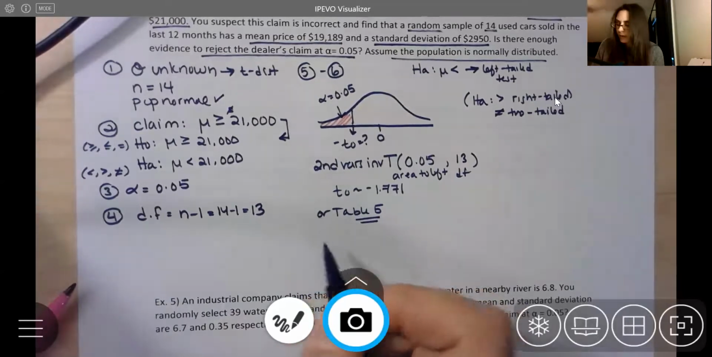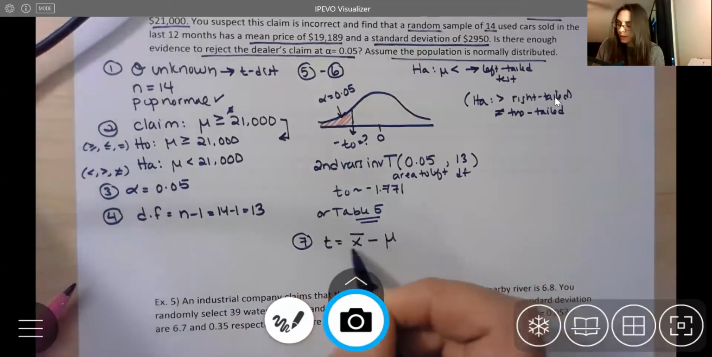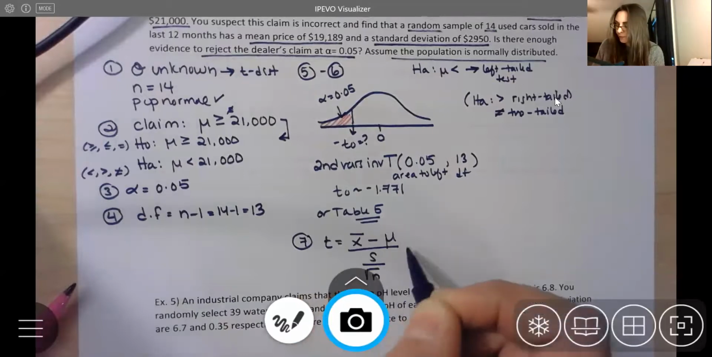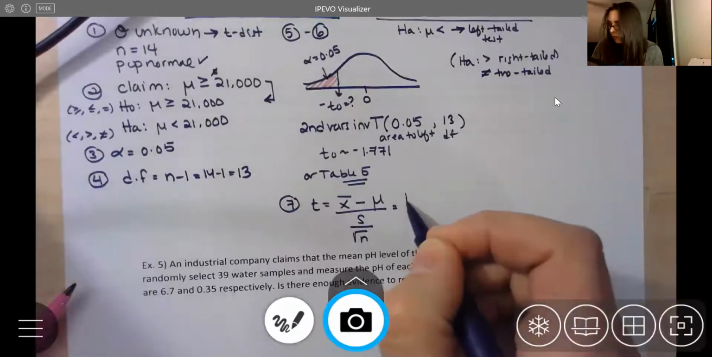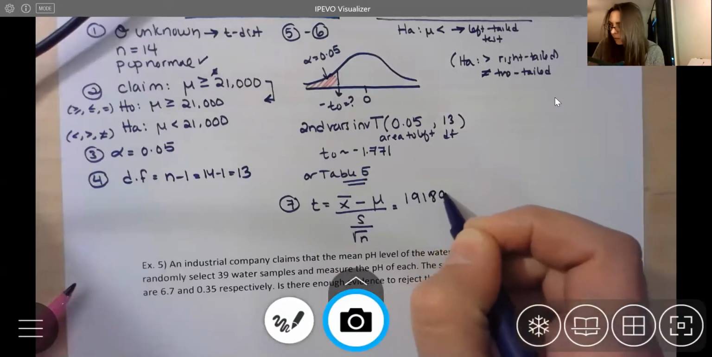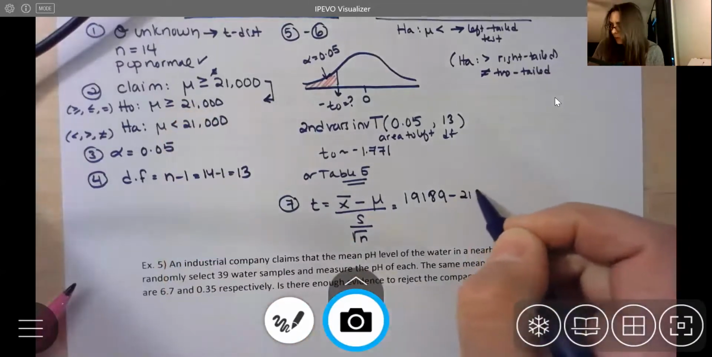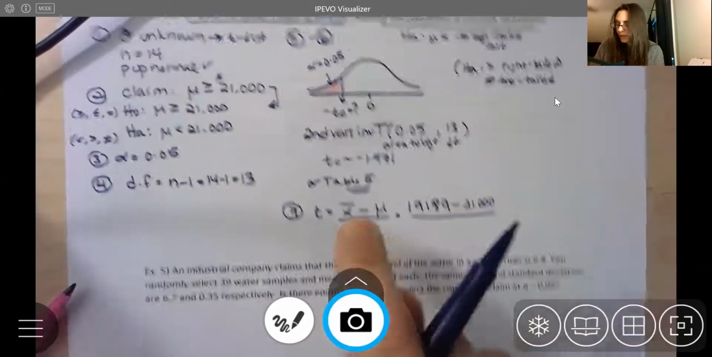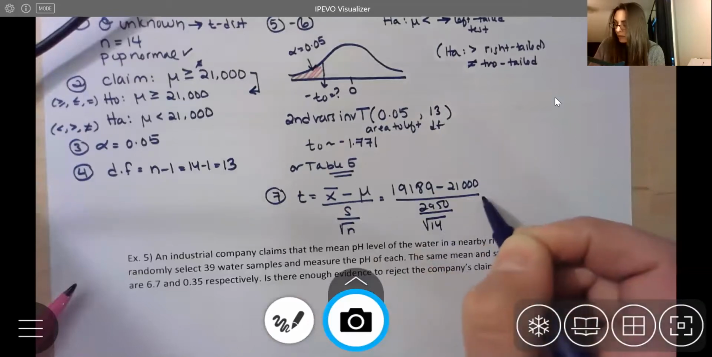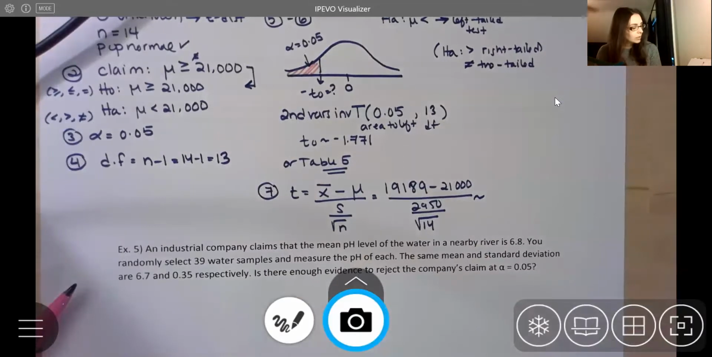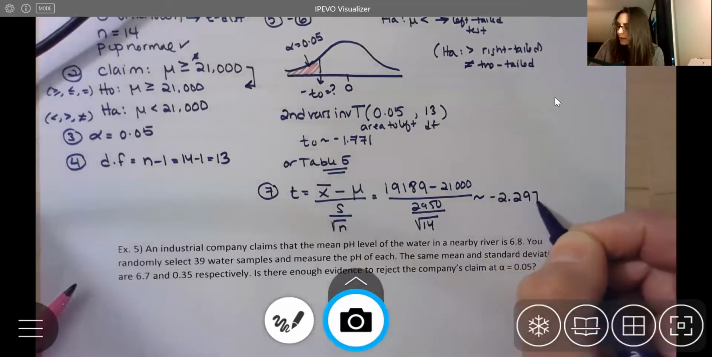So the next thing we need to do, part 7, is to go ahead and find that test statistic. So you're using the formula, the sample mean minus the population mean over S divided by the square root of N. So here our sample mean is 19,189, excuse me. The mu, the population mean, comes from your hypothesis. So it's 21,000. Your sample standard deviation is 2950. And your N here is 14. So if you go ahead and subtract and divide everything out, what you should get is about negative 2.297.